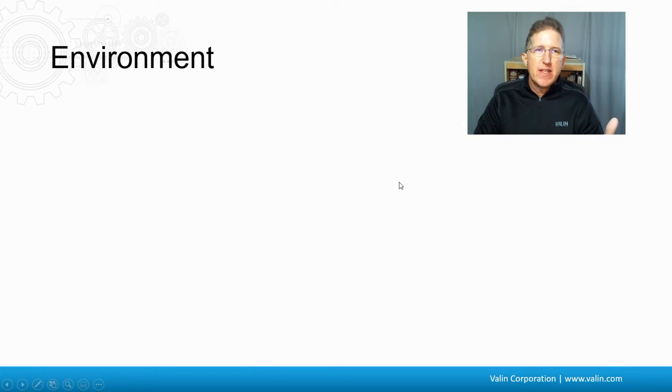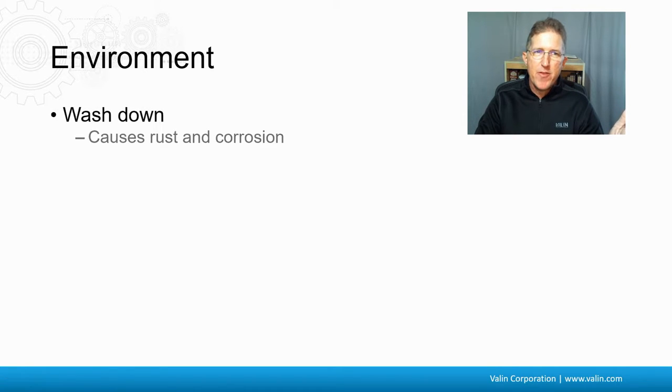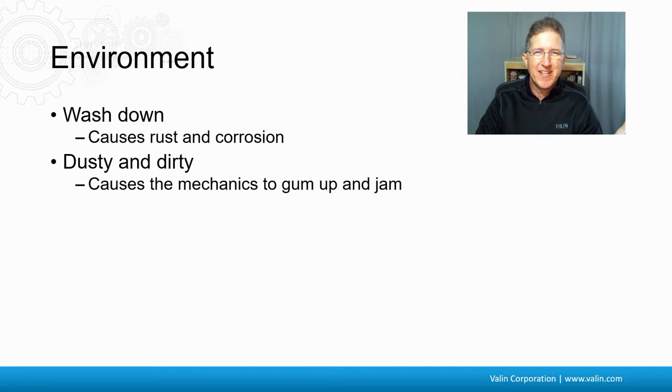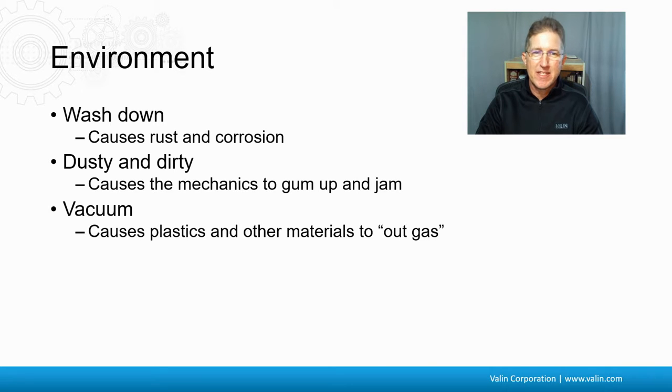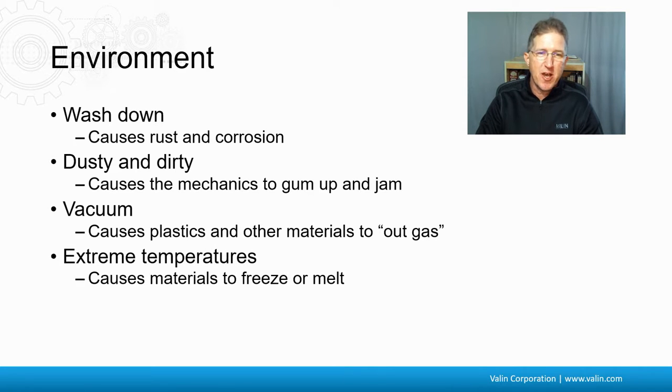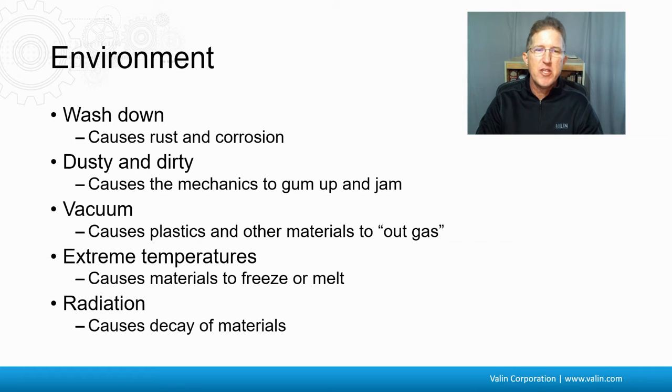And then the E in LOSTPED is the environment. Now, for a lot of people, this may not seem important, but there may be a washdown environment where there's fluids that cause rust and corrosion. It may be dusty and dirty, which can cause the mechanics to gum up and jam. It may be a vacuum, which causes plastics and other materials to outgas. It may be extreme temperatures, which causes materials to freeze or melt. Or radiation, which causes decay of materials. I've worked in mechanics and other products through all these environments, and these are a lot of things that we come up against. If you have no extreme environment, then it doesn't matter. But it begs the question, what's your environment?